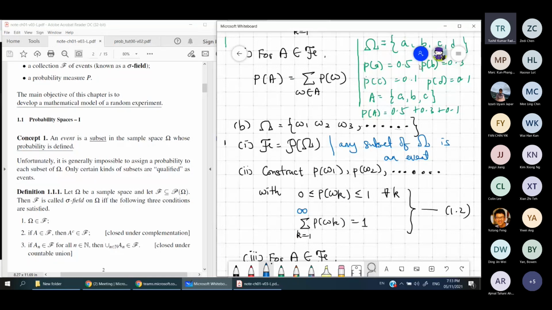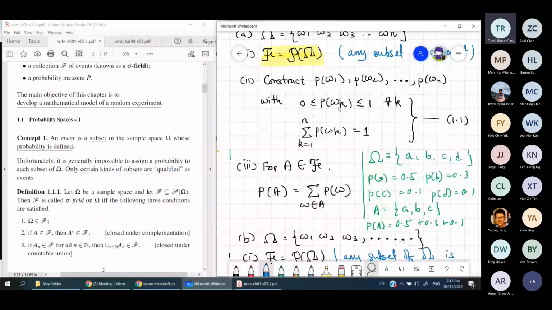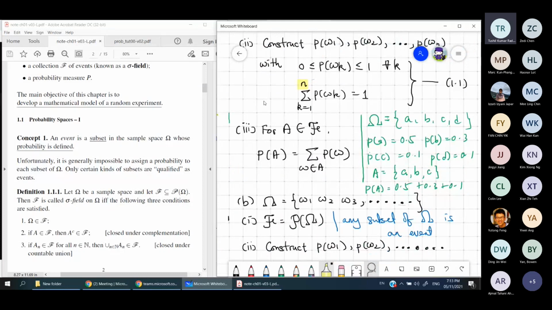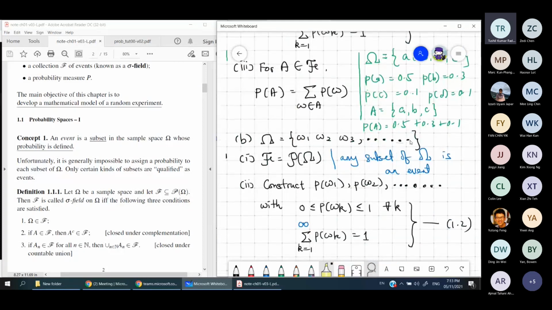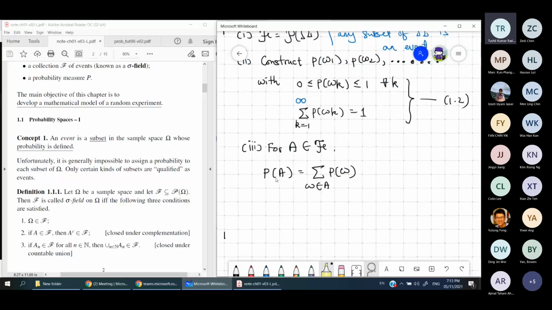Next, we construct a sequence of numbers corresponding to omega 1, omega 2, and so on. Again, to fulfill these properties, P(omega k) must be between 0 and 1, and if we sum all of these P(omega k), it returns the value 1. It's exactly the same as the previous case. The only difference is that there we have n outcomes, while here we have infinitely many outcomes, so the sum goes up to infinity. Then the same idea: for an event A, we define its probability by summing up all these probabilities.